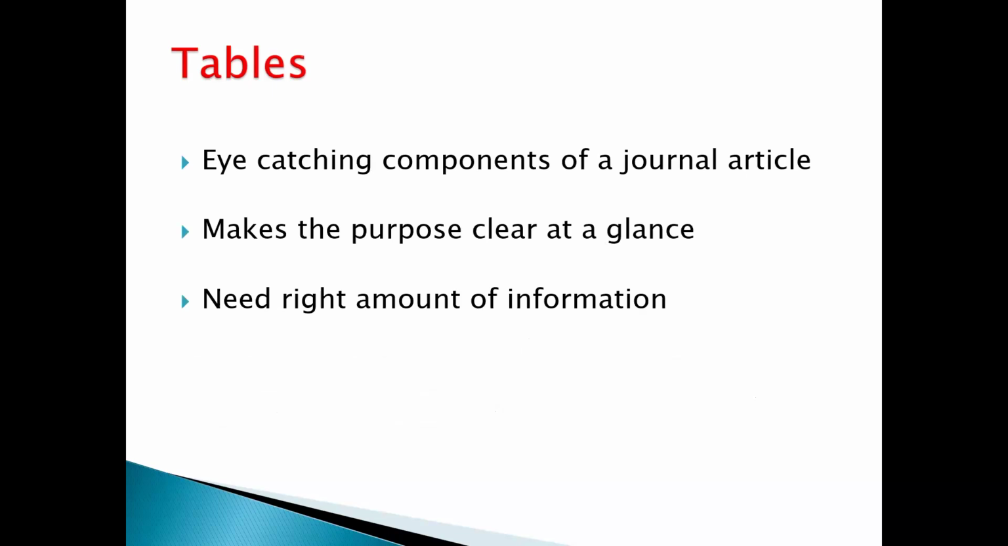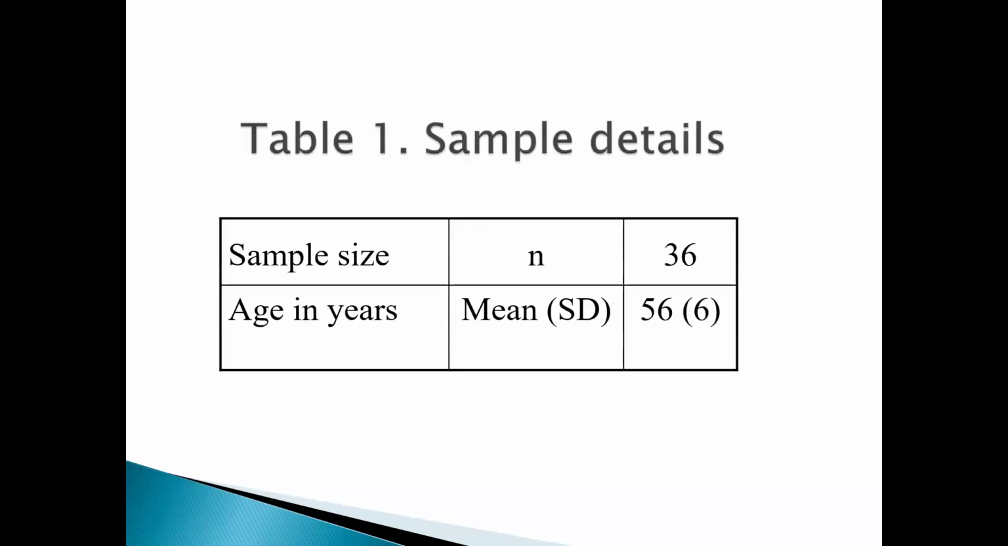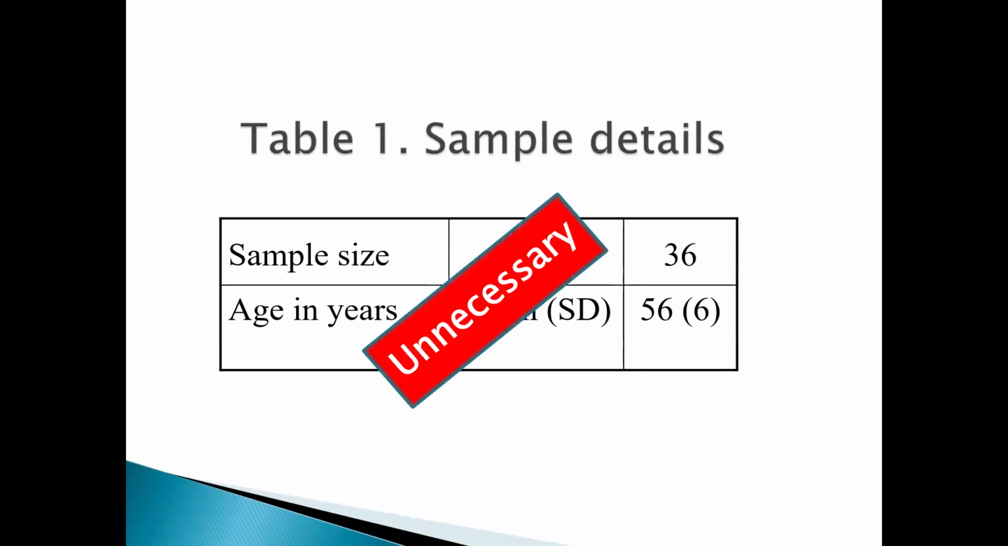But one thing you need to remember is you cannot put a table for everything. You need the right amount of information if you want to prepare a table for that particular data. If you find there are fewer than 2 or 3 data points, then it is better not to go for a table, but just explain with the help of text. For example, if you see a table like this, it just has one data point, which is basically the sample size and the mean age, which doesn't need to be explained in the form of a table. So this can simply be mentioned in the text itself.